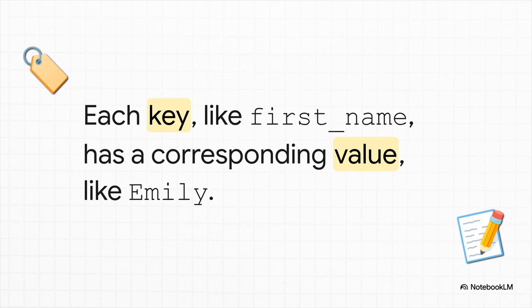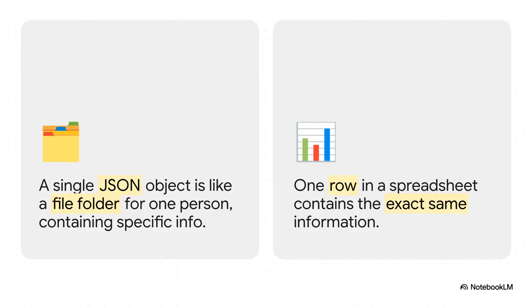And here's what that actually looks like. Super simple, right? You have a key, which is the label, in this case, first_name, and it points to a value, the actual information, which is Emily. It's a clean, simple structure you'll see all over the internet. And here's a really powerful way to get your head around it. A single JSON object is pretty much identical to one single row in a spreadsheet. The keys are just your column headers, and the values are the data that fills in that row.